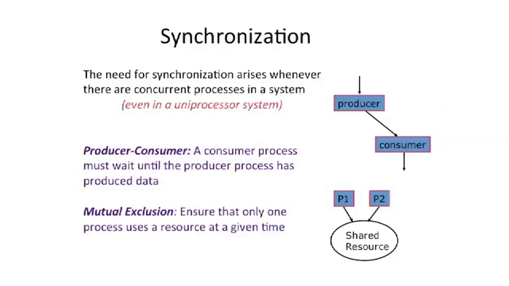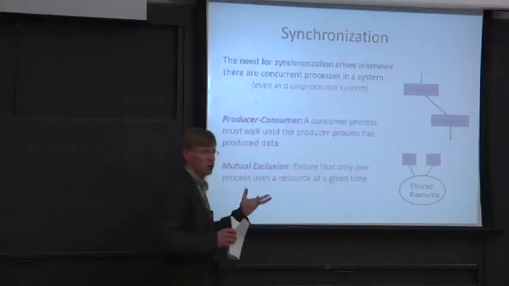Another model that people like to use: there's some shared resource, and you want to make sure that not more than, let's say, one processor is trying to access that shared resource. And this resource could either be a disk, a graphics card, or it could actually be a location in memory.